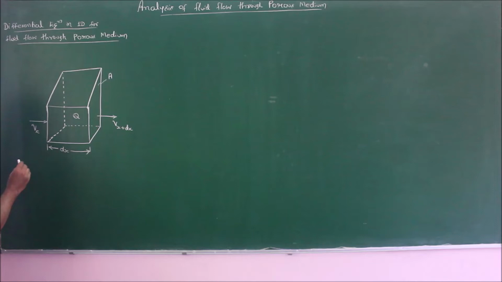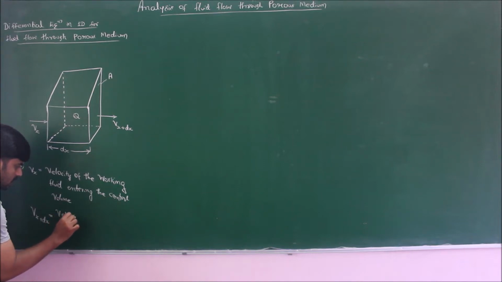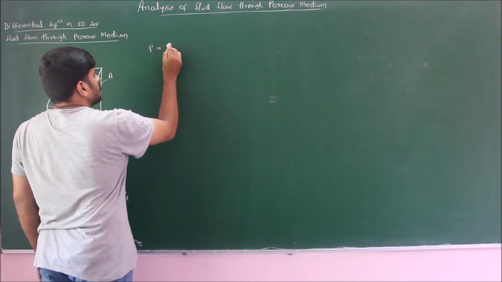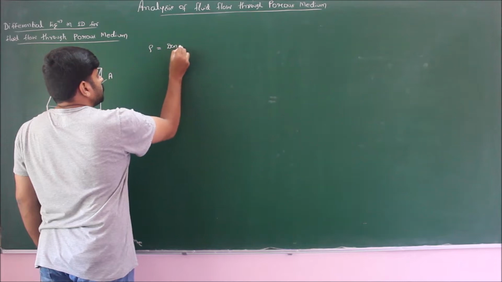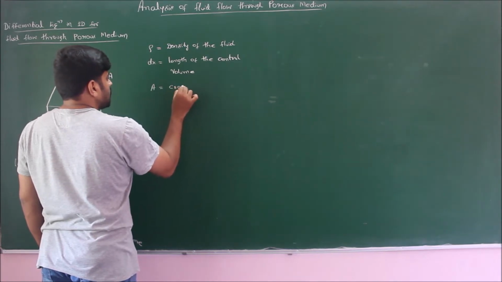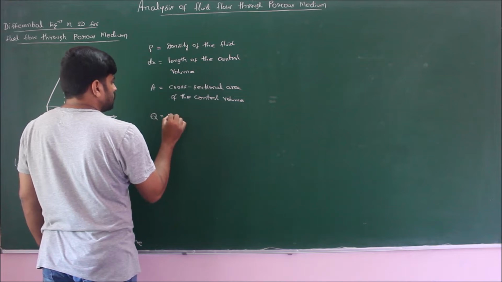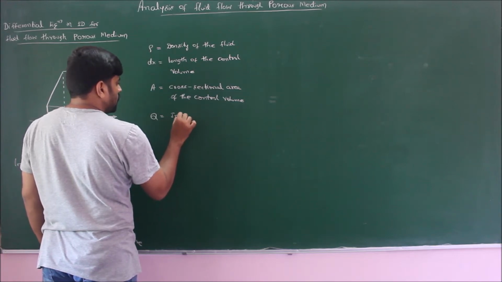That is, let Vx be the velocity of the working fluid entering the control volume, Vx plus dx be the velocity of the working fluid leaving the control volume, rho be the density of the fluid, dx be the length of the control volume, A is the cross-sectional area of the control volume and Q be the internal volume flow rate.